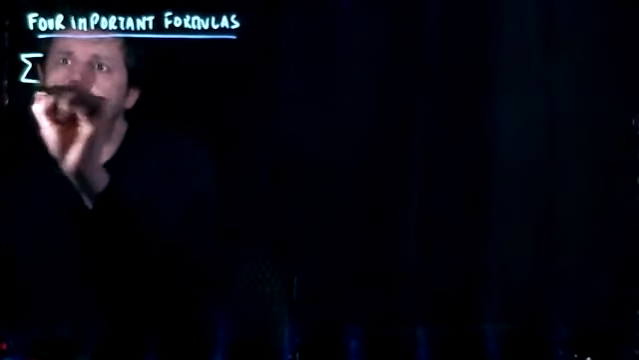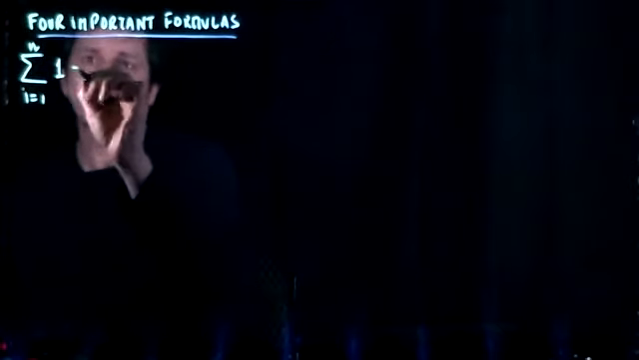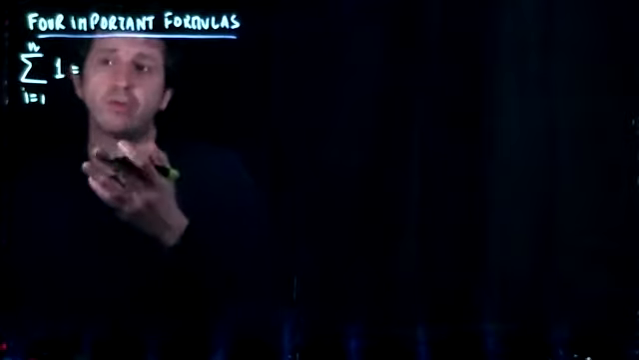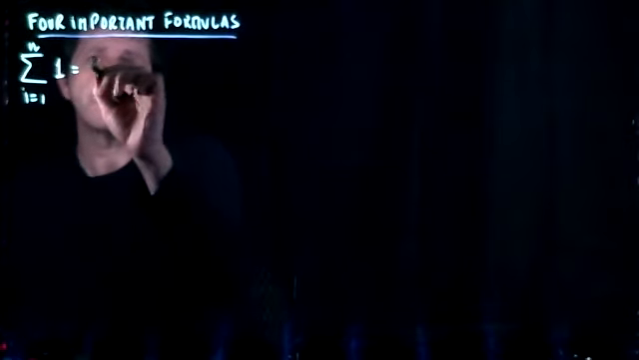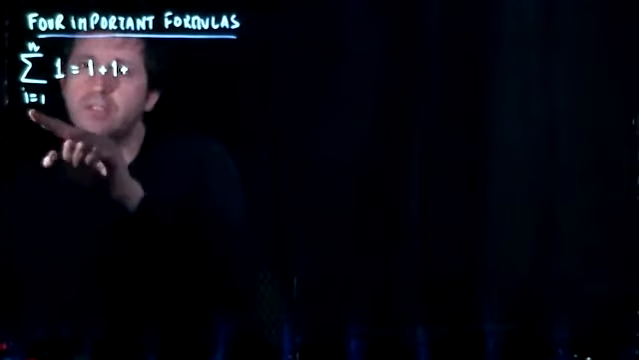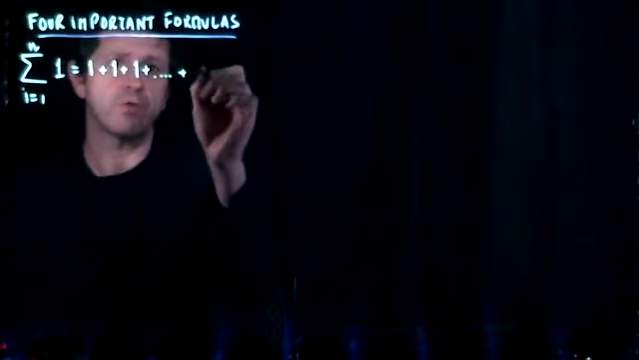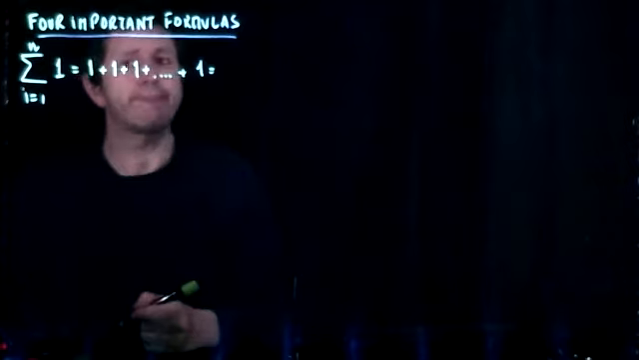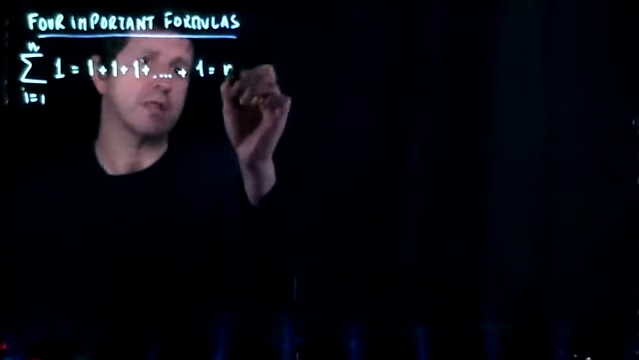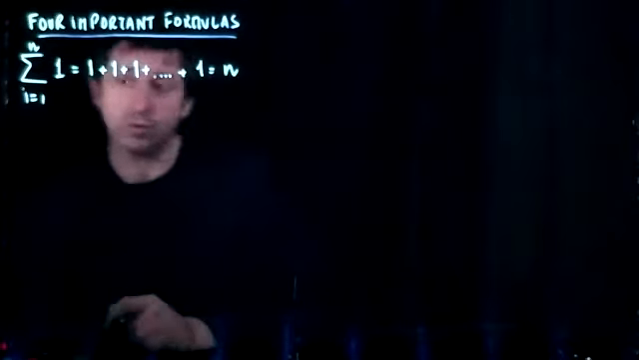So the first one is the sum when i goes from 1 until n of 1. Okay, so this is pretty straightforward. I'm adding 1 n times. When i is 1, it's 1, plus when i is 2, it's still 1, plus when i is 3, it's still 1, plus, plus, plus, all the way until I stop at n. So if I sum from 1 to n of 1, I'm getting just, of course, n. It's 1 plus 1 plus 1 n times. Okay, so this is straightforward.